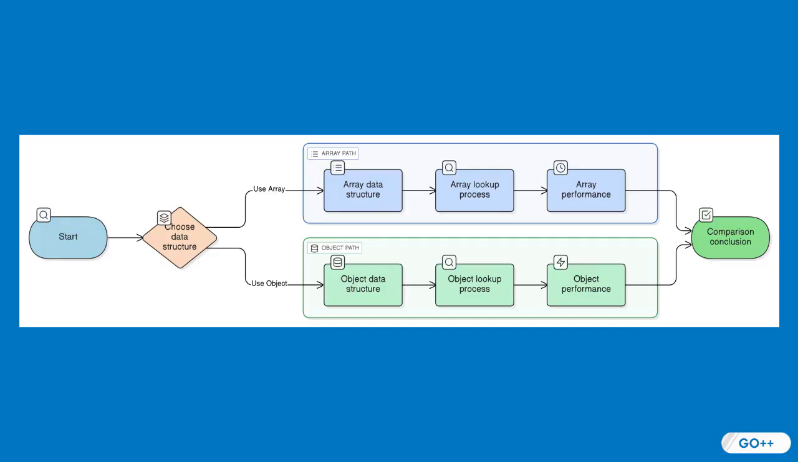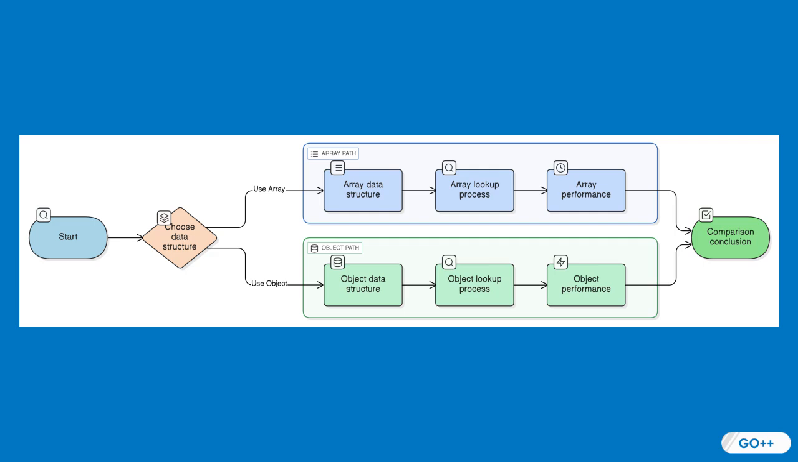Imagine you're building a search bar for an online store where users expect instant results as they type. The fundamental challenge lies in how you represent and access your data. Should you use a JavaScript array or an object? To answer this, start by picturing an array as a row of numbered mailboxes, each holding a product. If you want to find all products whose names include phone, you must open each mailbox and check its contents.